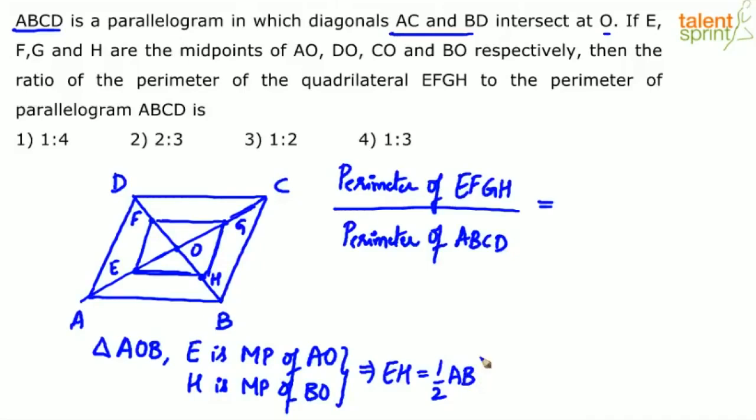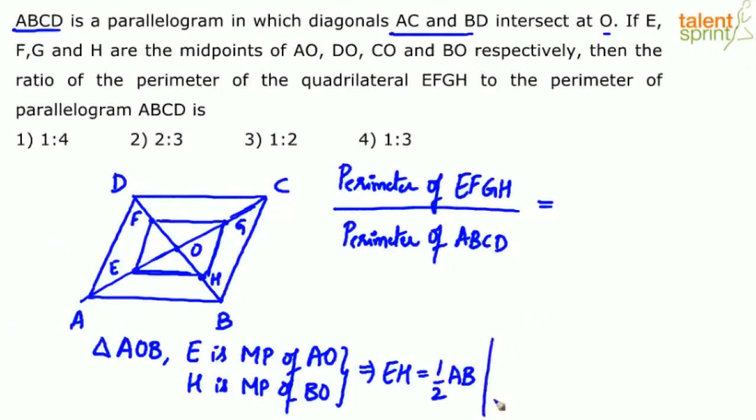How do we know this? From the midpoint theorem. Remember the midpoint theorem? The midpoint theorem states that if you consider the midpoints of two sides and join them, the line formed will be parallel to the third side, and it will be half of the third side. So EH is going to be half of AB.